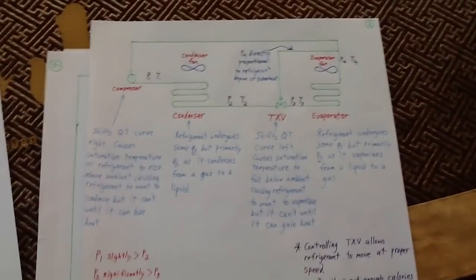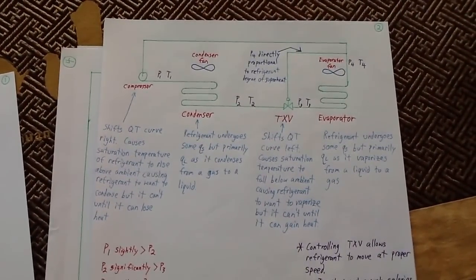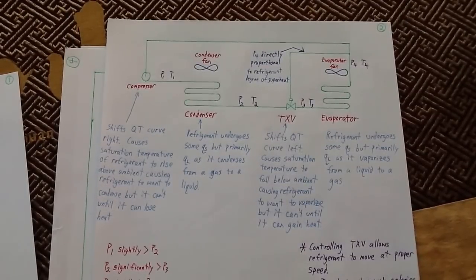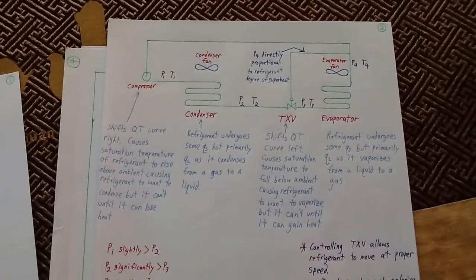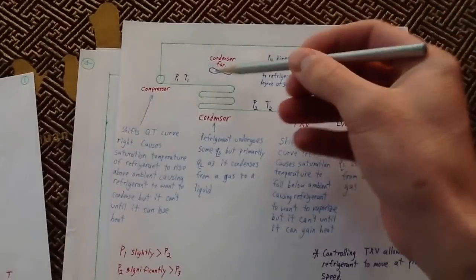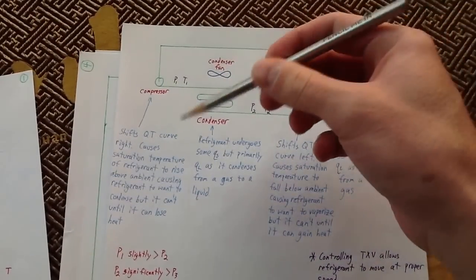All right, so let's take a look at the notes real quick that I've written on here. Okay, again, the compressor shifted the heat versus temperature curve to the right, caused the saturation temperature of the refrigerant to rise above ambient, and that causes the refrigerant to want to condense, but it can't because it has to lose heat. Okay, so that's the point of the condenser.